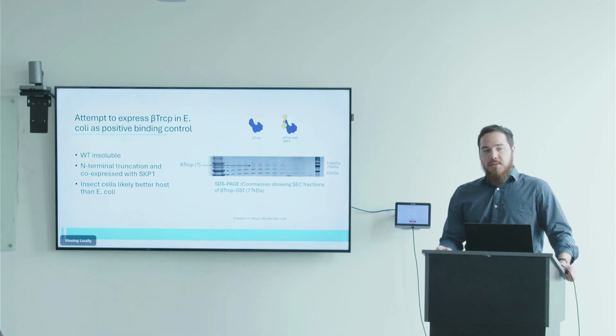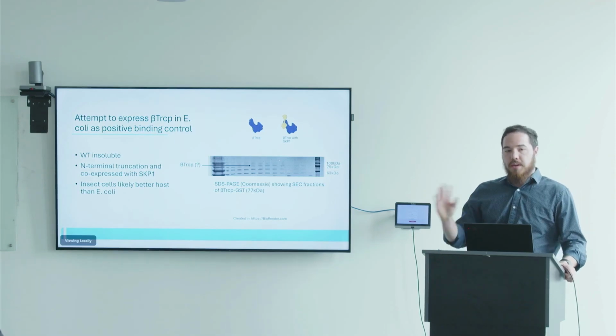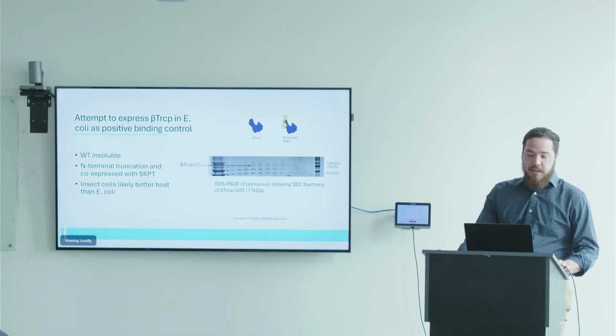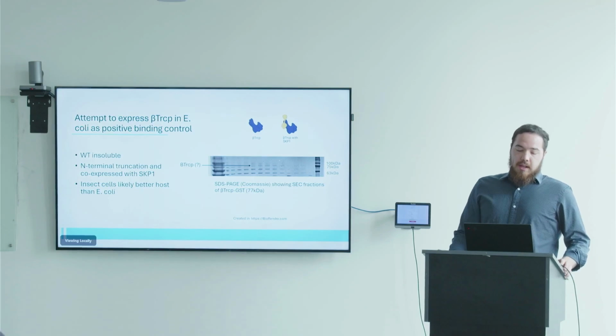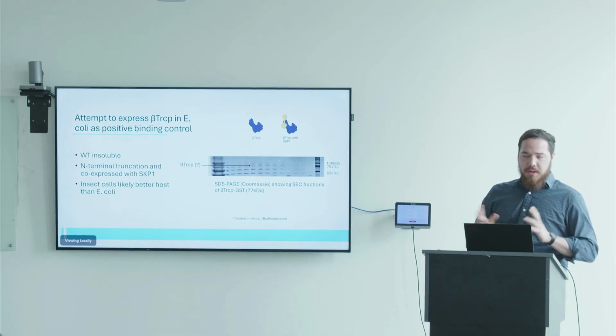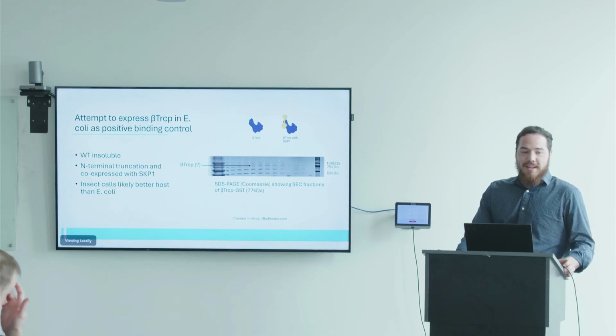So I designed primers. We did a modified version of QuikChange PCR to mutate the N-terminal region, as well as to delete a couple of disordered loops in SCIP1 and to co-express them. And when we co-expressed them, we kind of got unclear results.